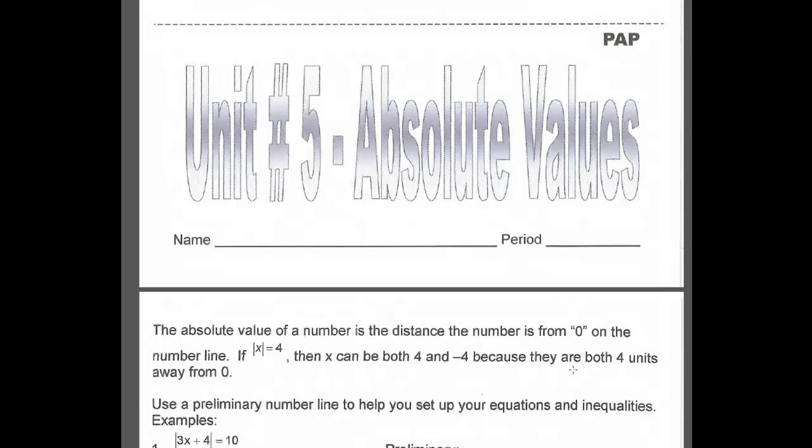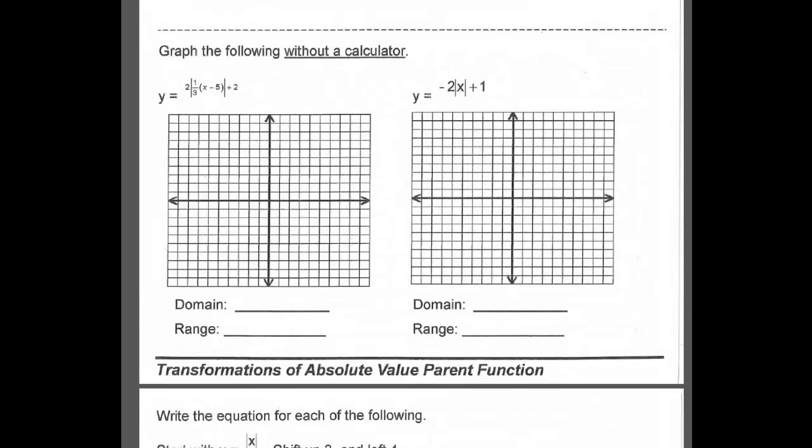We continue Unit 5, Absolute Values. Let's graph the following without a calculator. Remember, the original parent function started here, so whatever I do is going to change this point. Let's talk about what we do know.